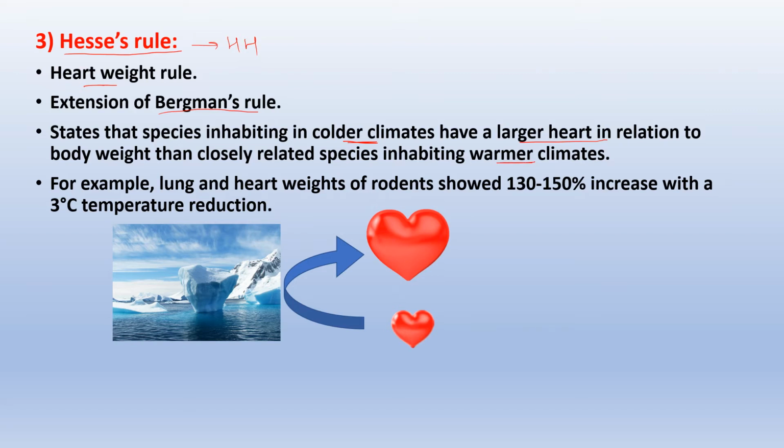You can see in this image that at low temperatures, the heart is larger in relation to body weight than in closely related species from warmer climates. For example, lung and heart weights of rodents showed a 130 to 150% increase with a 3 degrees Celsius temperature reduction. So the key point you have to remember here is that colder climates show organisms with a large heart in relation to their body weights.